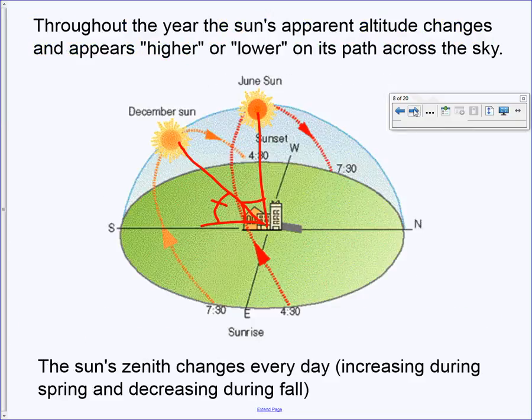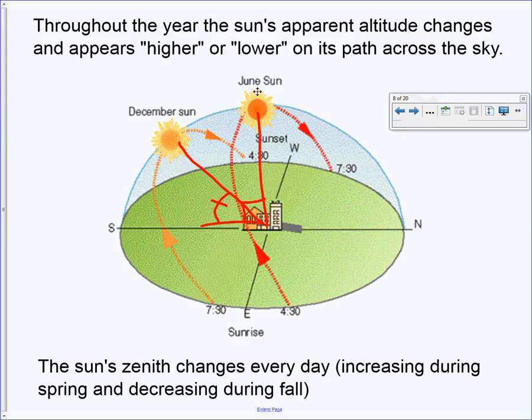Throughout the year, the sun's apparent altitude does change and appears higher or lower. So if you're at a school, this is the point of the observer and you're looking south, this way is south down here, the sun's going to rise in the east, come across our southern sky, and then set in the west. In the wintertime, that path is very low in the sky. At first, it rises south of due east, and it stays low, and then it sets south of west.